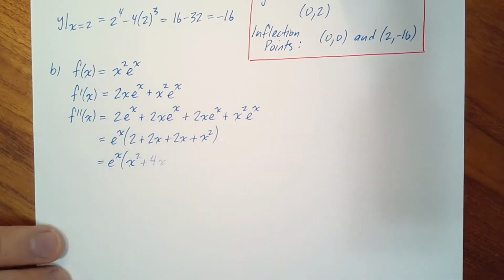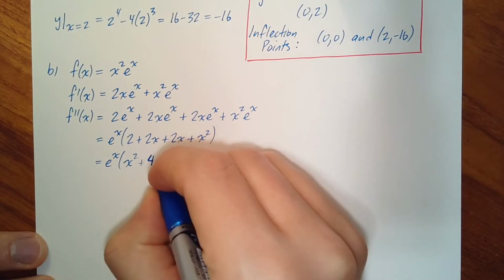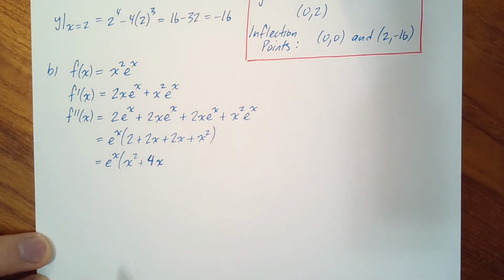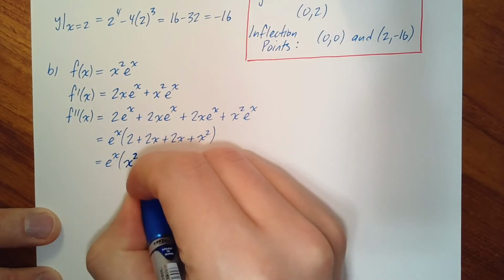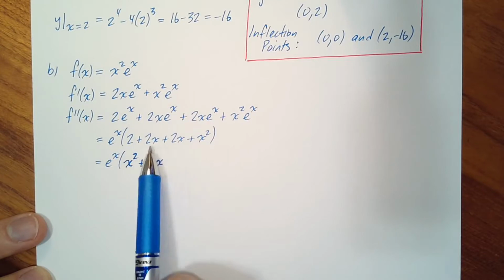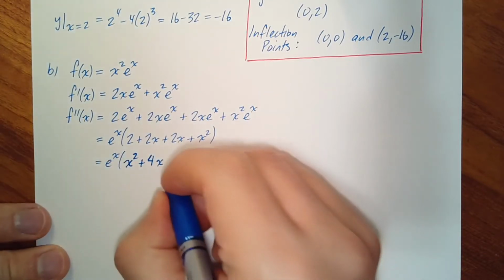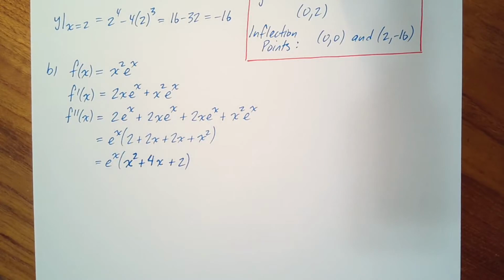Okay, so let's just fix this up. So this was 4x. So we got x squared plus 4. I'm hoping that shows up okay. Let me just go over this again so it shows up good on the video. So x squared plus 4x. Here's the x squared, here's the 4x, and we still have that plus 2. So that is what we get if we factor it.